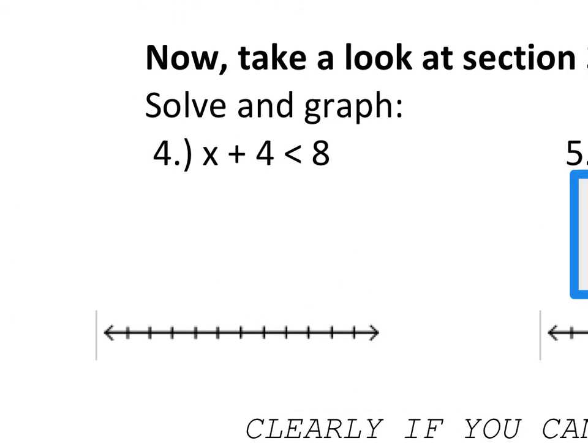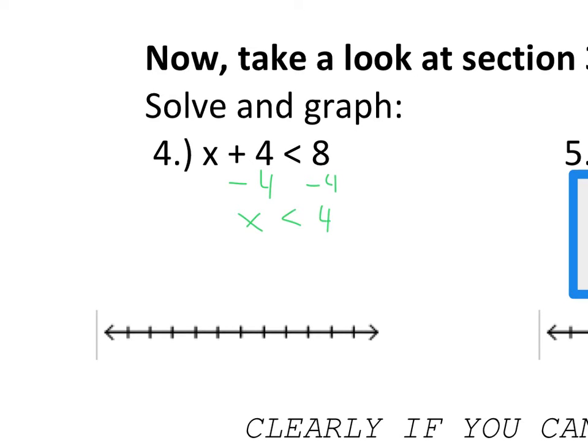Looking at number 4, going back to what we learned last lesson, this inequality is x plus 4 is less than 8. If I put that into words, that would mean any number that I add 4 to has to be less than 8 in order to make this true. So what's a number I can add 4 to that would be less than 8? Well, I can rewrite this without that plus 4. I can get that 4 out of there just like I did with equations. If I subtract 4 from both sides, I get x is less than 4.